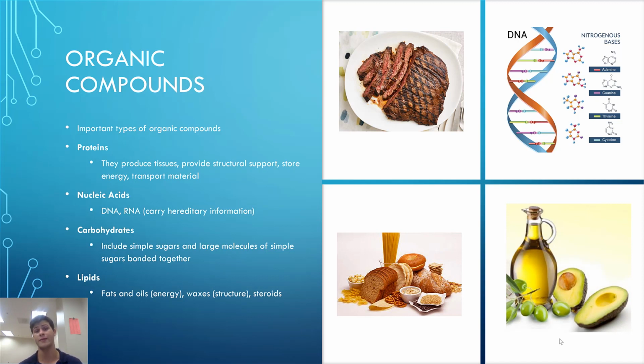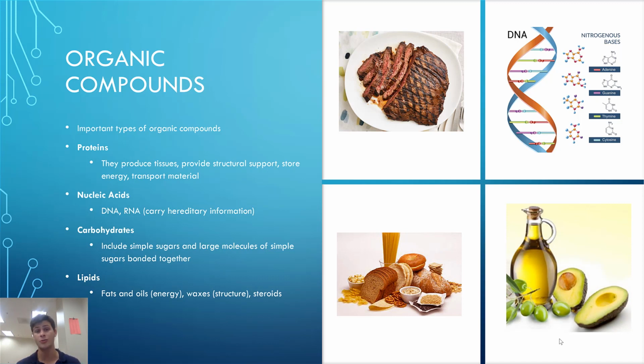In addition, nucleic acids, which are carbon-to-carbon and carbon-to-nitrogen organic compounds, form the hereditary information and are the basis of our genetic material. So DNA and RNA are very, very important carbon ring and carbon chain structures which contain all of our genetic information.